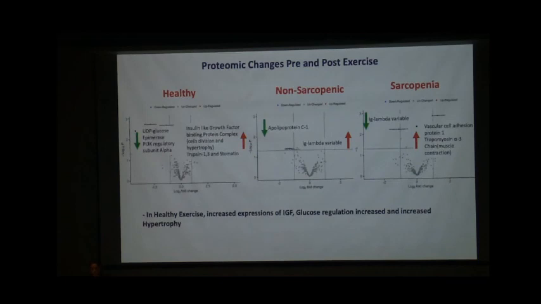So what proteins did we get? In healthy, we got insulin-like growth factor, which was upregulated, and trypsin 1, 3 and stromatin. In non-sarcopenia, only some immunoglobulins, which are immune regulators. In sarcopenic, we found tropomyosin, which induces muscle contraction, and vascular cell adhesion protein. There were many proteins, but I am quoting only the ones which had more than 10-fold increase. So sarcopenic patients have some effect of the exercise which will be beneficial.